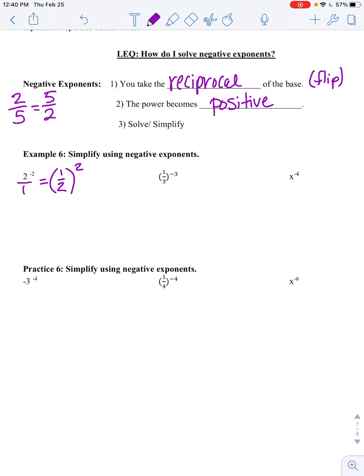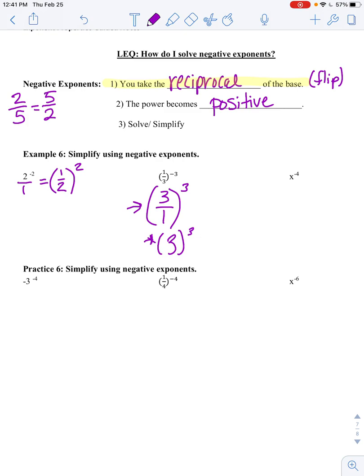Okay, if we look at 1/3 to the negative third power, the first step says take the reciprocal of the base. So we're going to flip 1/3 to 3 over 1. And then we're going to make our exponent positive. Okay, we know that 3 over 1 is also the whole number 3, so it does need to be simplified. You'll never see in math it written as 3 over 1. You'll always see it as a whole number raised to an exponent.